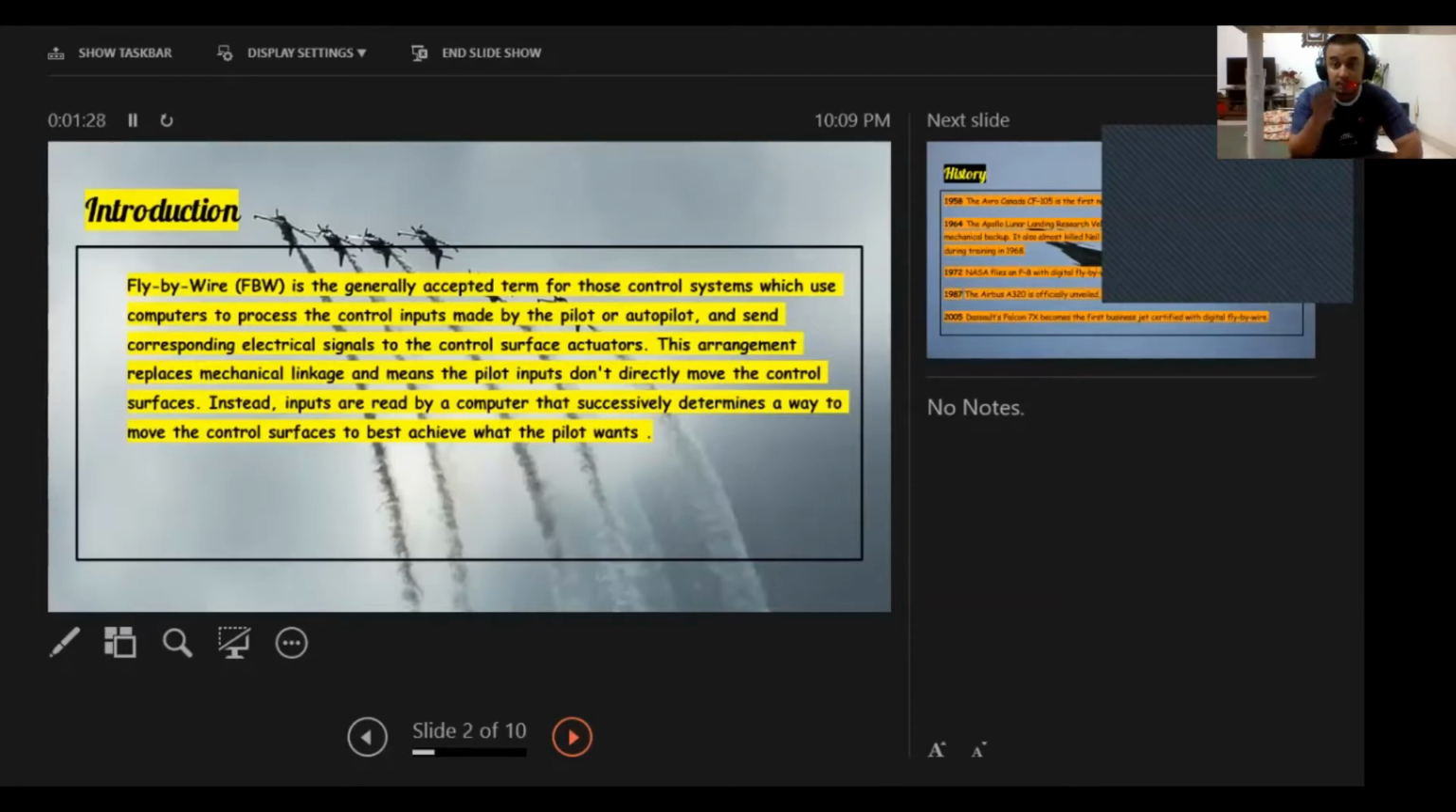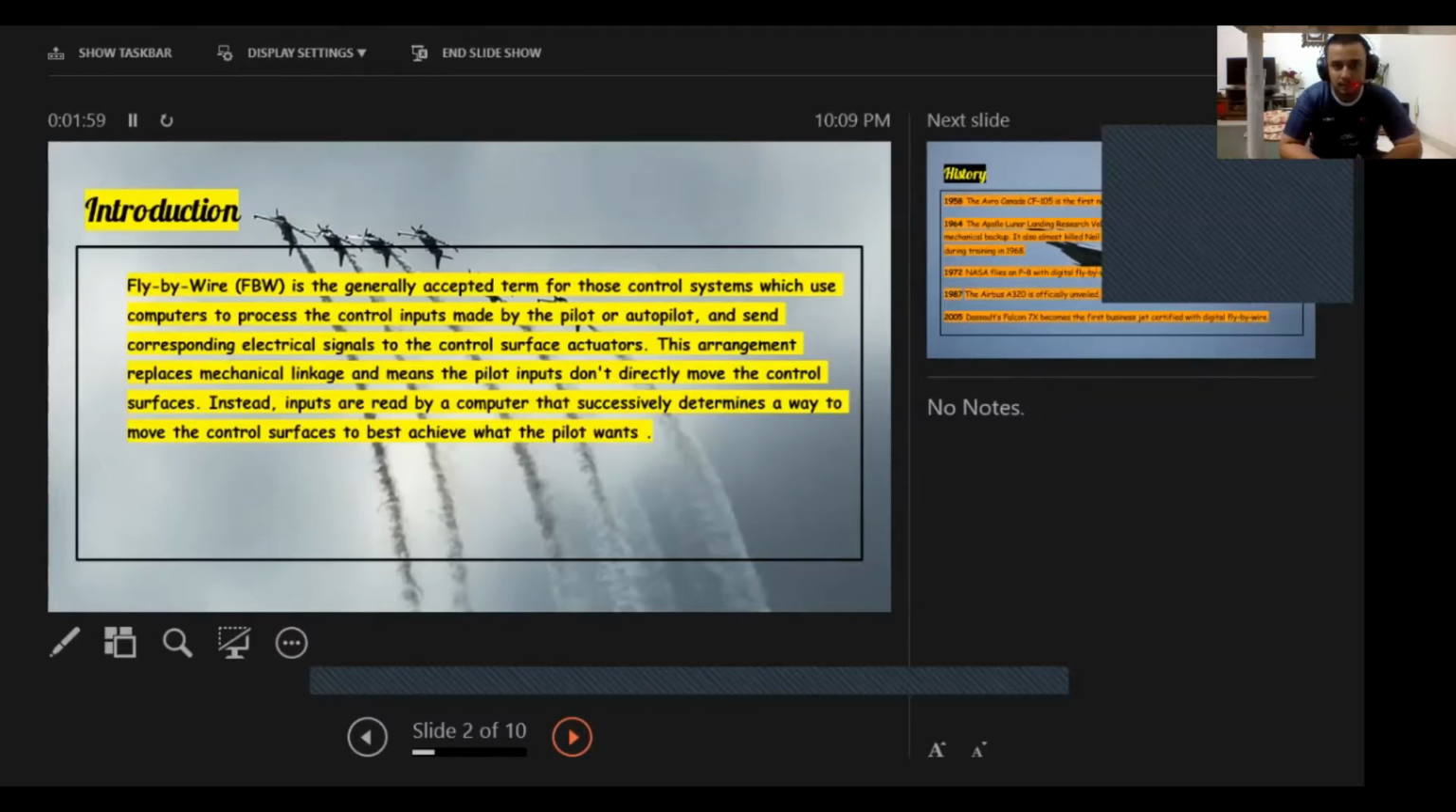Instead, the input is read by the computer, which determines the way to move the control surface to achieve what the pilot wants. Basically, the input or the information travels in electrical impulses. Okay, that's it for the introduction.